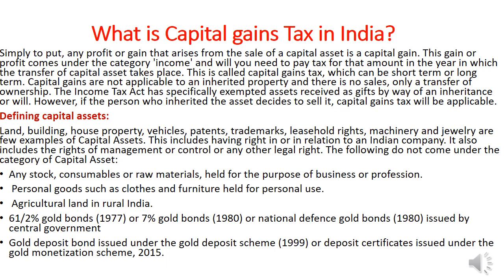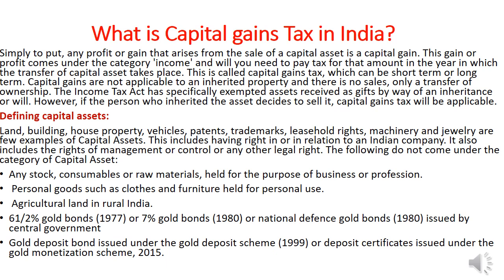The income tax has specifically exempted assets received as gifts by way of inheritance or will. However, if a person who inherited the asset decides to sell, then the capital gains tax will be applicable. So, if it is inherited and only the transfer of ownership happens, then income tax has specifically exempted such kind of assets.